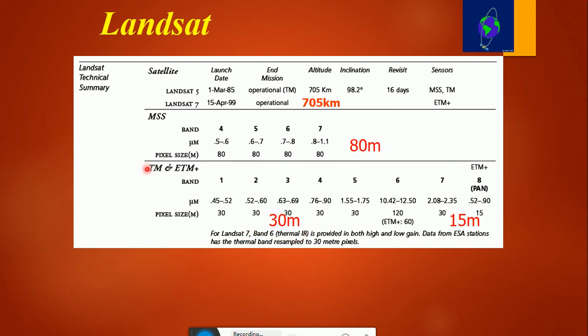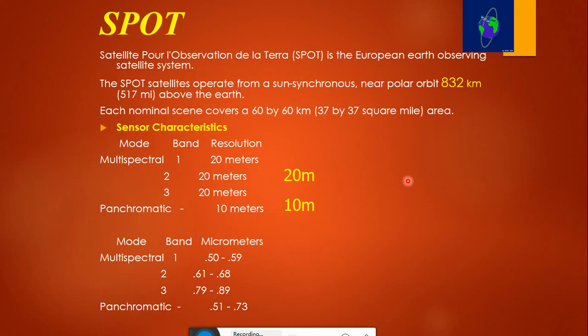Landsat ETM Plus panchromatic is 15 meter resolution. SPOT, Satellite Pour l'Observation de la Terre, is the European Earth Observing Satellite System. The SPOT satellites operate from a sun-synchronous near-polar orbit 832 km above the Earth. Each nominal scene covers a 60 by 60 km, 37 by 37 square mile area.